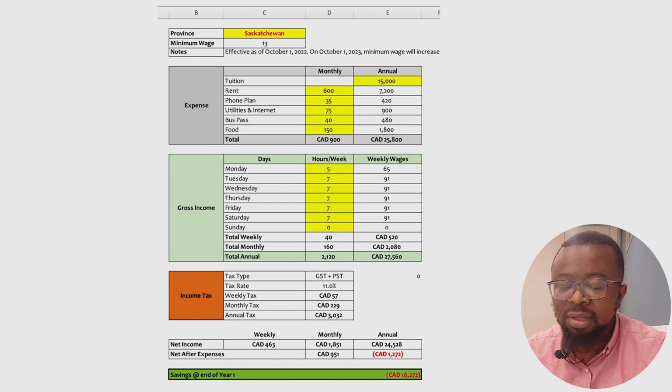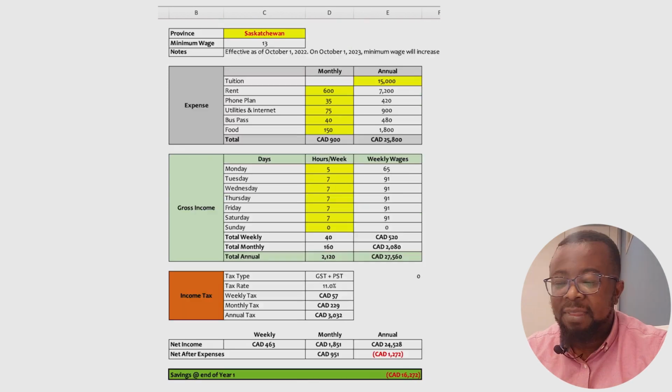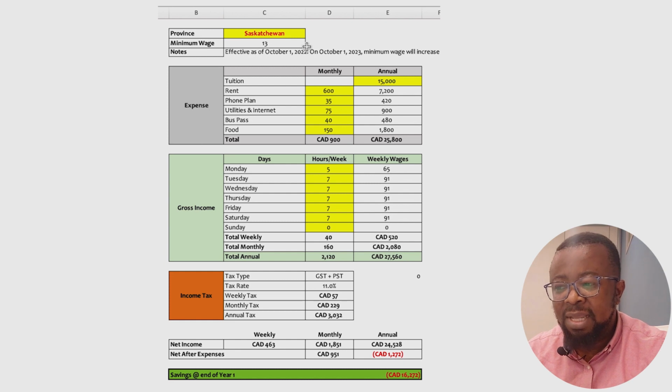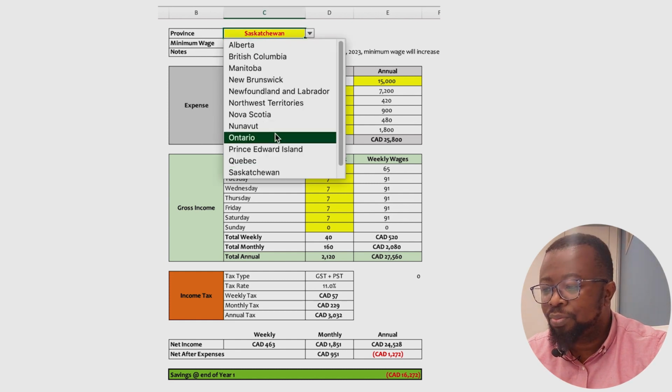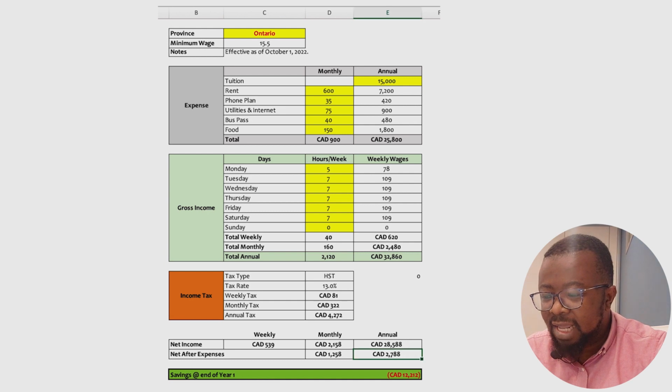So now they're already down $1,272. If you add that to the $15,000 that they need to come up with, they are now down about $16,272. Now, this is for someone going to Saskatchewan. Let's assume for the same scenario, that person decides not to go to Saskatchewan, but decides that I'm going to Ontario. What we see here is for the same expenses, that person ends up with how much?